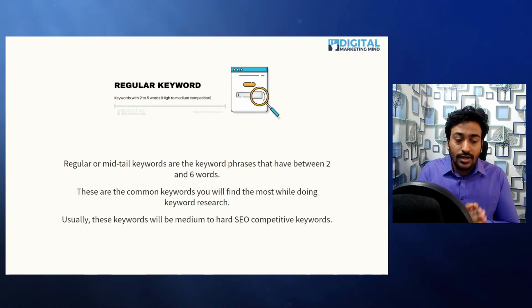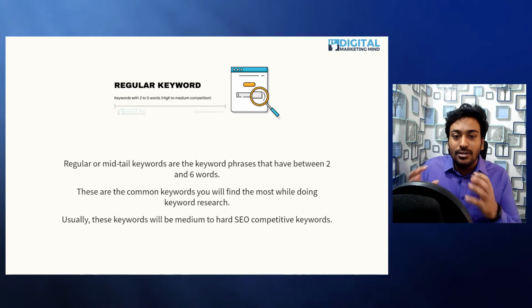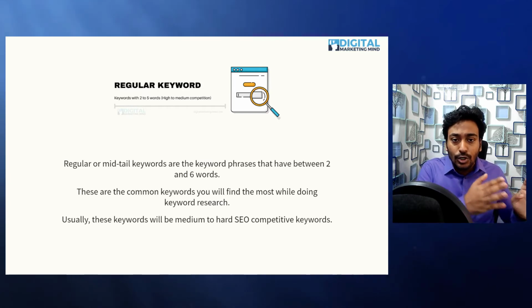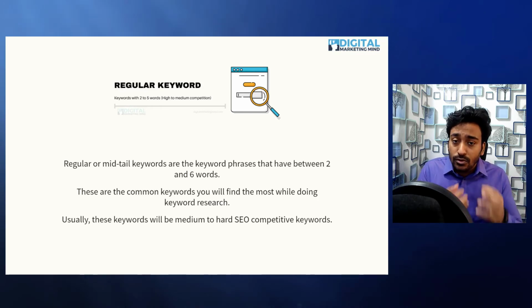The next one is the most common keyword which you will see, which is called regular keyword. Regular or mid-tail keywords are keyword phrases that are between 2 to 6 words. Again, this is a personal classification. There is no industry standard, but I'm just referring to a regular keyword which typically will be 2, 4, 5 words or something like that. These are common keywords you will find most of the time while doing keyword research.